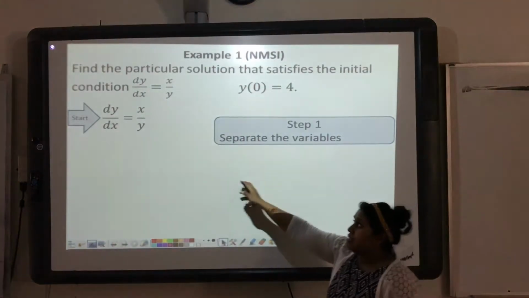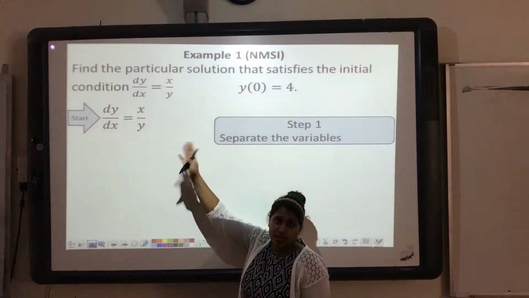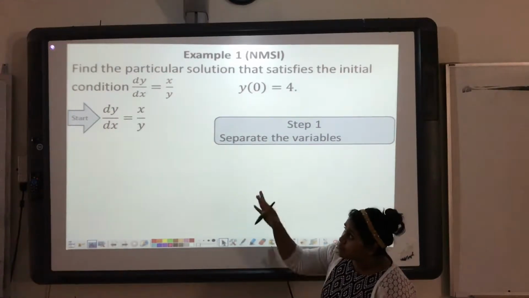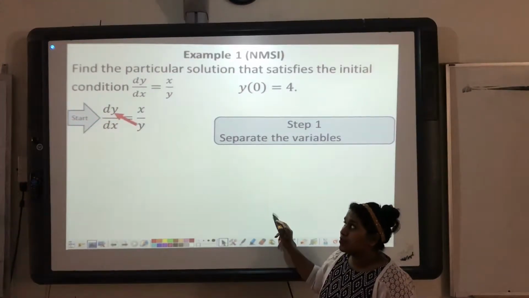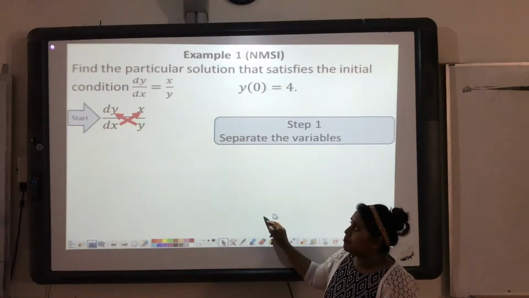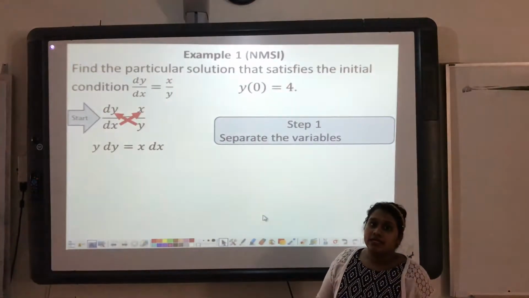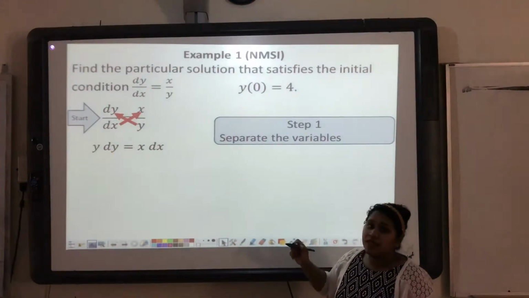What does that mean? It means that I want x and dx on one side, y and dy on the other side. In this particular solution, we're going to cross multiply. It's pretty easy. We know how to do that. And we get y dy is equal to x dx. From there, here's step 2.